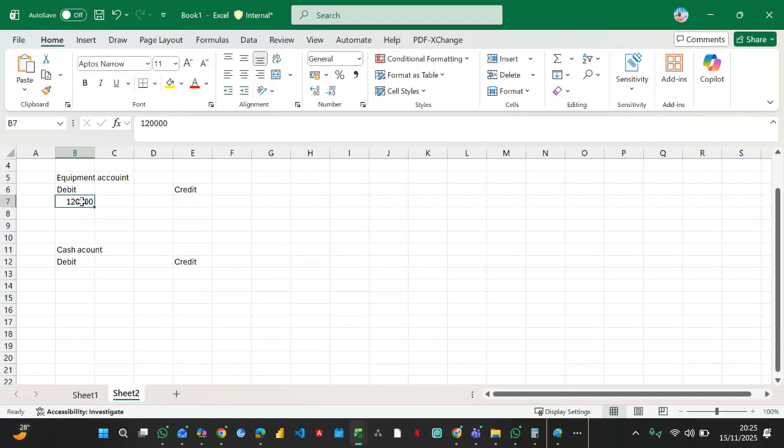So what happened? Let's say this 120K that I put here for debit was because she bought a hair dryer. She bought a hair dryer for 120K. Do you understand? So now in this equipment account, this 120K for the hair dryer is a debit. So in the cash account now, are we putting this 120K on the debit or on the credit?